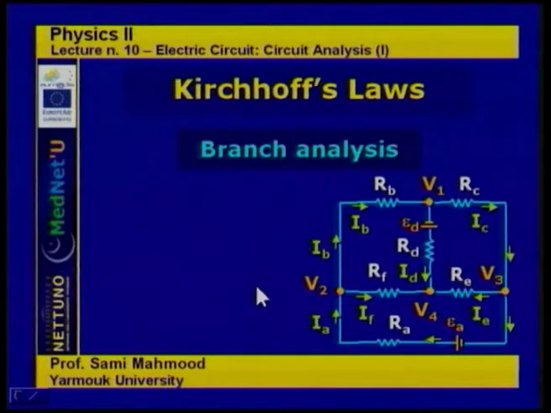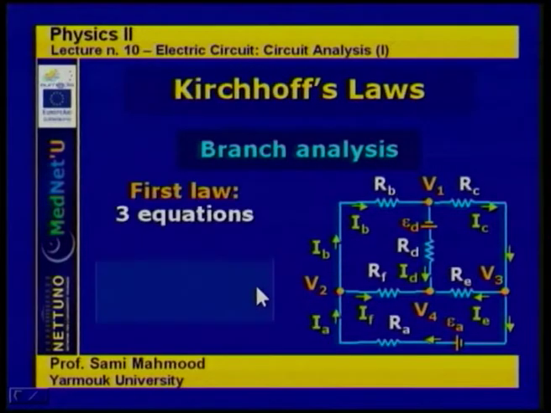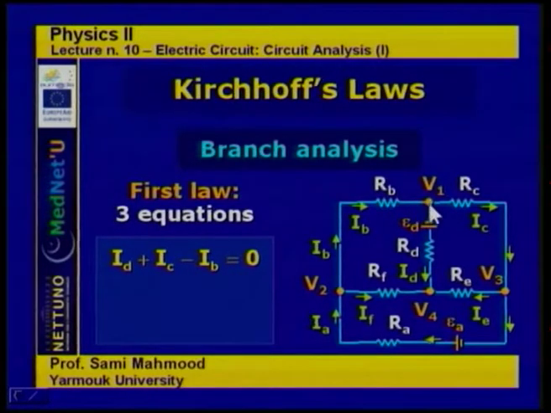Now, the first approach is the branch analysis, where we have 3 equations from the first law. Why? Because we have 4 nodes: the node at V1, node at V2, node at V3, and the node at V4. These are 4 nodes, so n minus 1 is equal to 3. So we have 3 equations. The first equation is coming from one of the nodes.